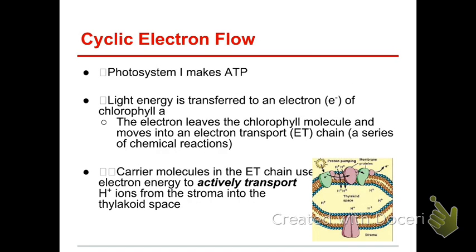So let's take a look at first at Photosystem I. The whole purpose of Photosystem I is to generate ATP. It's taking light energy and storing it in the bonds of adenosine triphosphate. So how does this actually happen? What's actually going on? Well, the light energy is going to be transferred to an electron.